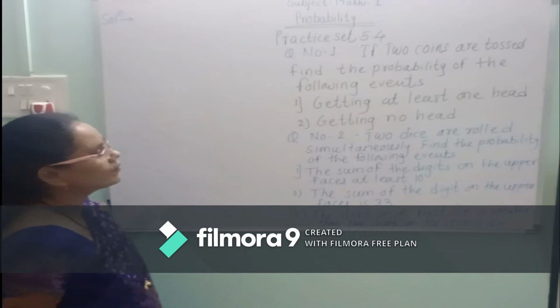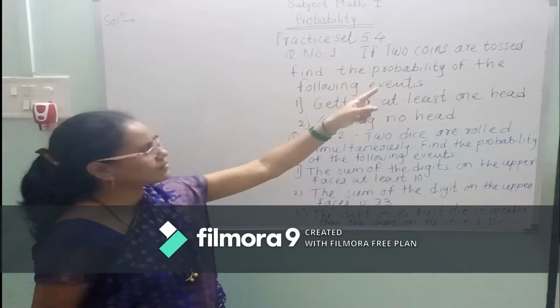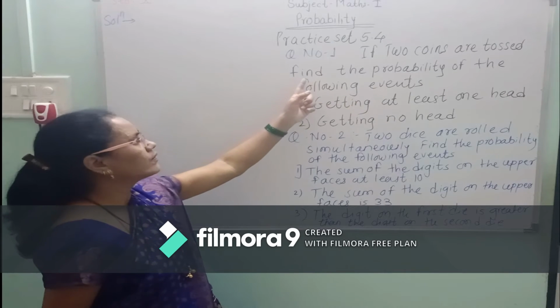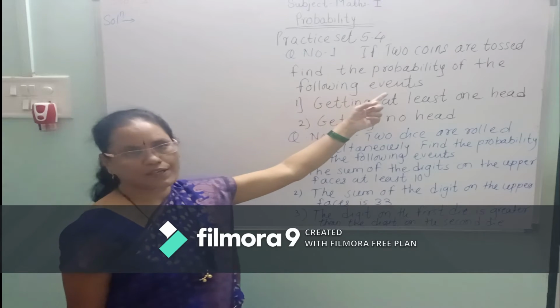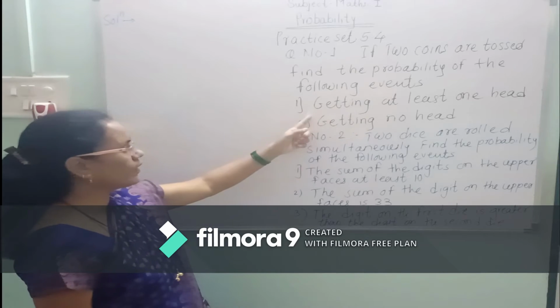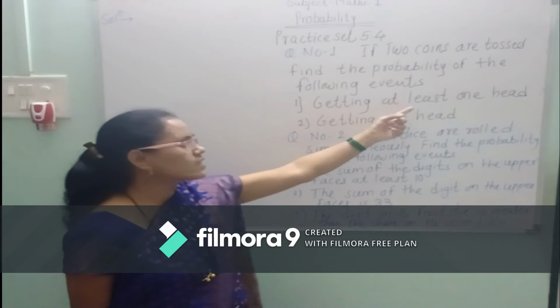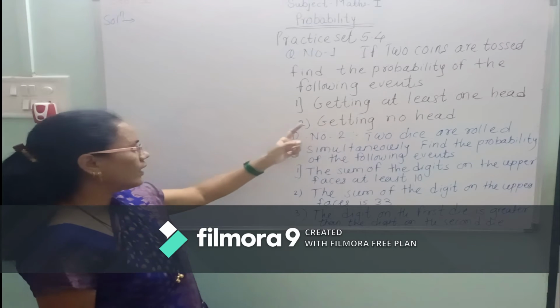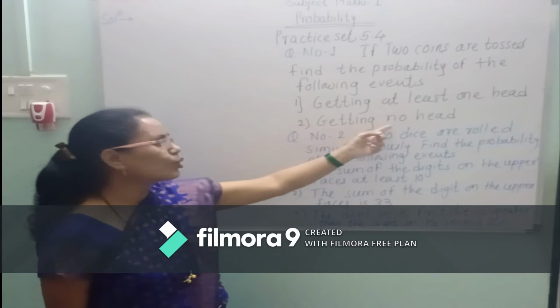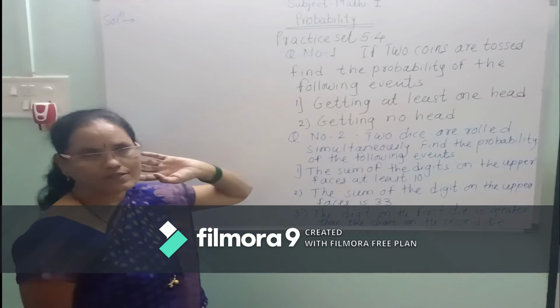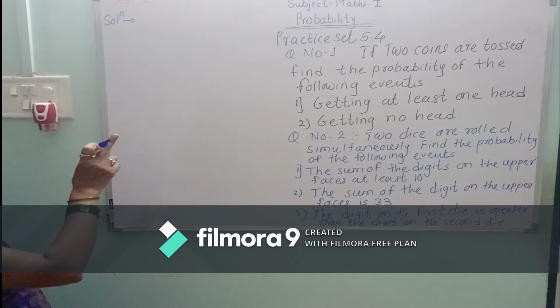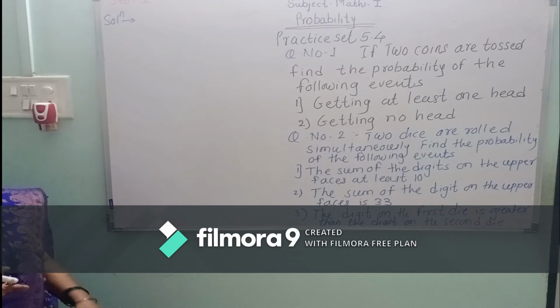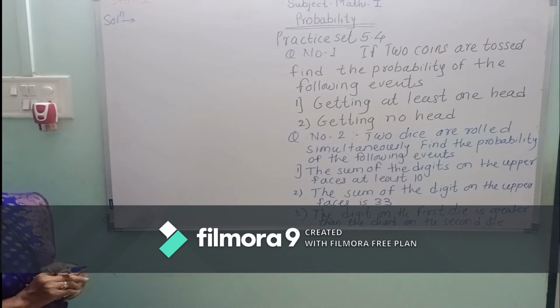Question number 1. Two coins are tossed. Find the probability of the following events. First event, getting at least one head, and second event, getting no head. This is the first example. Now the solution. Two coins are tossed. This is the random experiment.